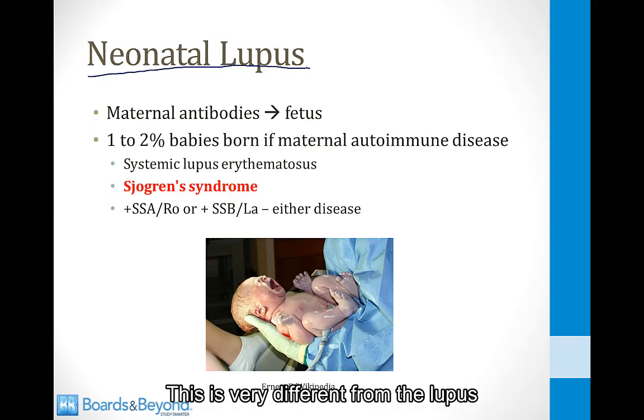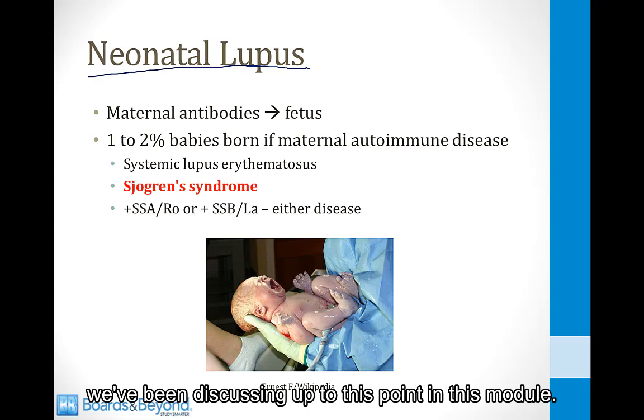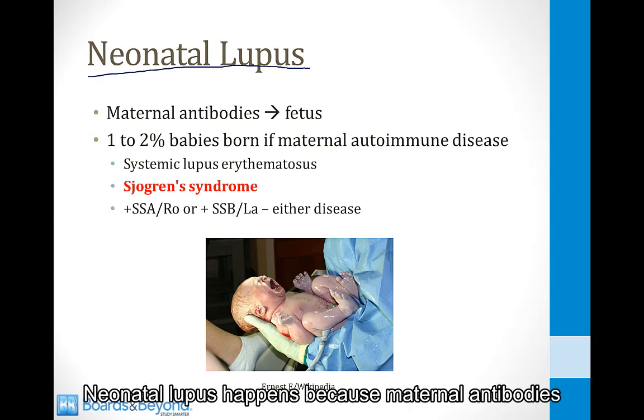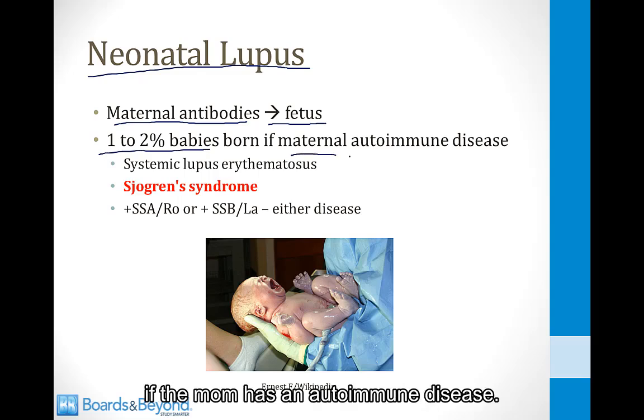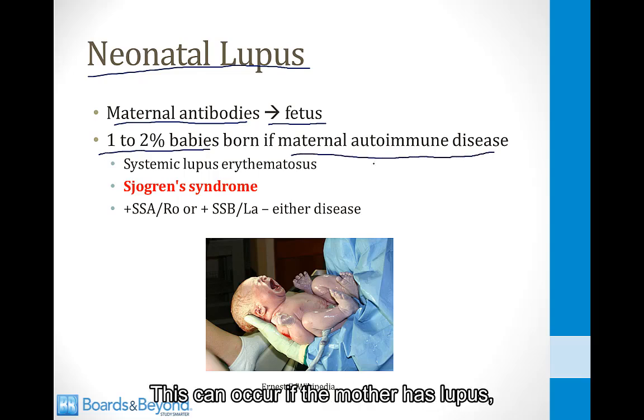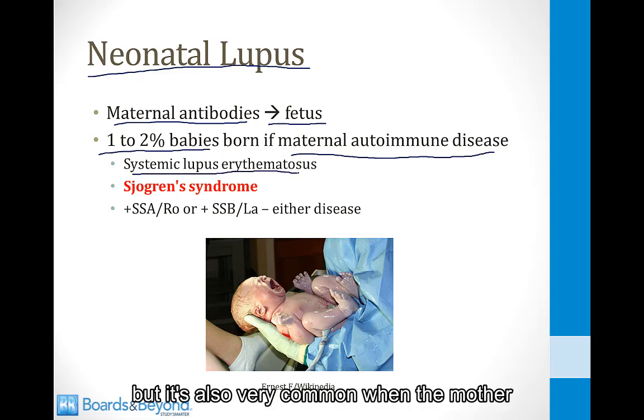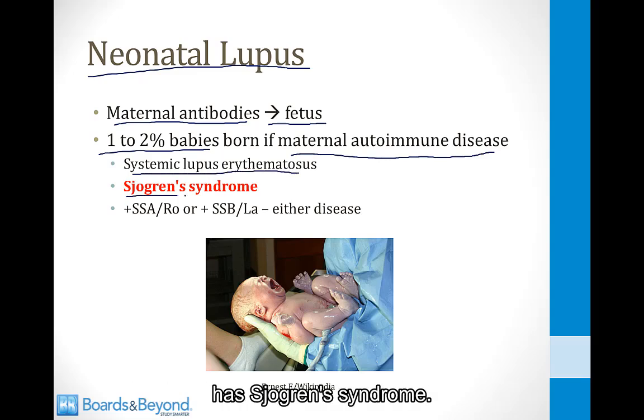This is very different from the lupus we've been discussing up to this point in this module. Neonatal lupus happens because maternal antibodies cross the placenta and affect the fetus. This occurs in 1 to 2% of babies born if the mom has an autoimmune disease. This can occur if the mother has lupus, but it's also very common when the mother has Sjogren's syndrome.